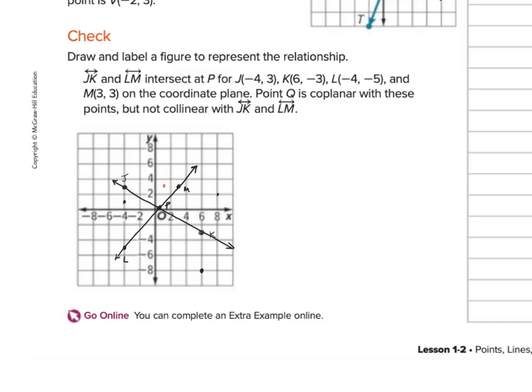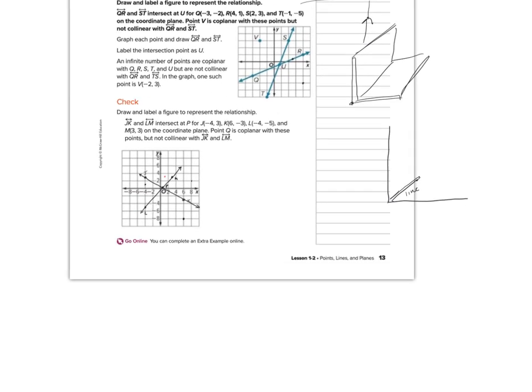None of those are collinear. Now, if for some reason you said this, that is collinear, so that would not be accurate. It is coplanar, but they want something that is not collinear, so that would not count. So infinite number of choices where you could have picked something that was coplanar but not collinear. So there you go.